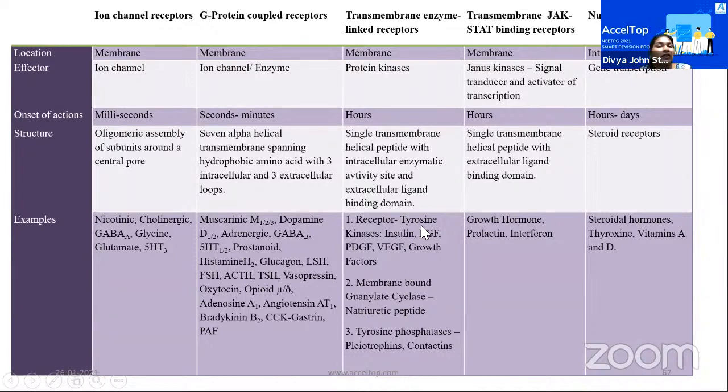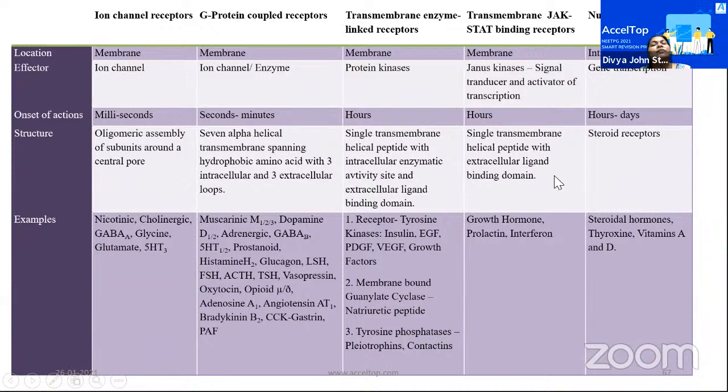So a receptor can be linked to a tyrosine kinase, and this will involve your insulin, epidermal growth factor, platelet-derived growth factor, and vascular endothelial growth factors; all these will act via these tyrosine kinase receptors. Most of this will form the focus, or the monoclonal antibodies are formed against these types of receptors in your targeted chemotherapy. That we'll be seeing in day 4. Next is your membrane-bound guanylate cyclase, of which the natriuretic peptide receptor is a classical example. Then the transmembrane receptor can be linked to a tyrosine phosphatase, and the example is your pleiotrophin and contactins.